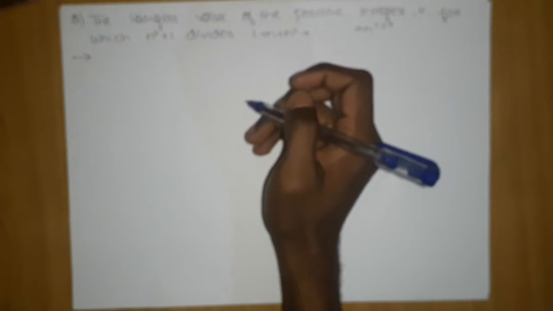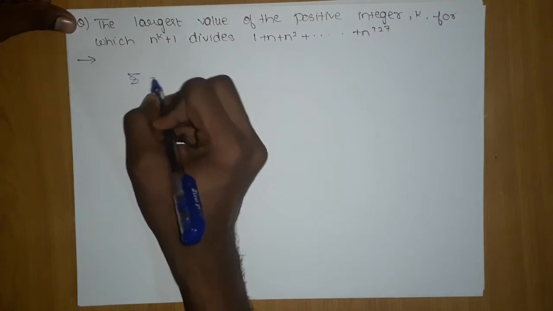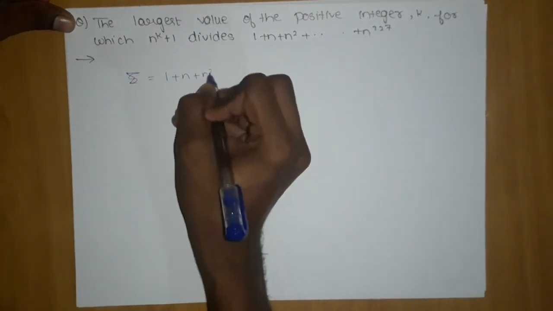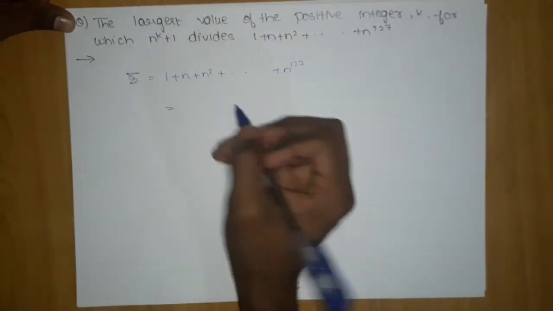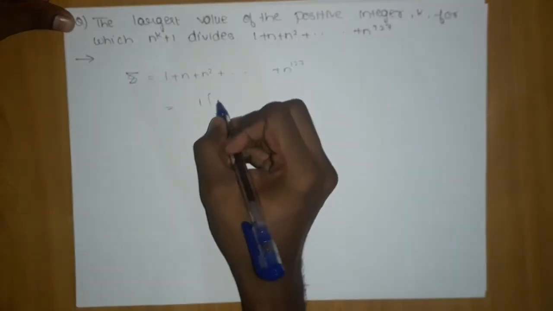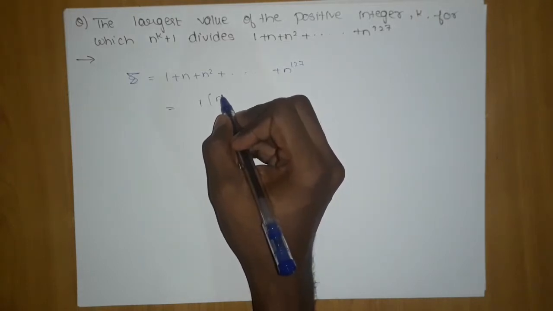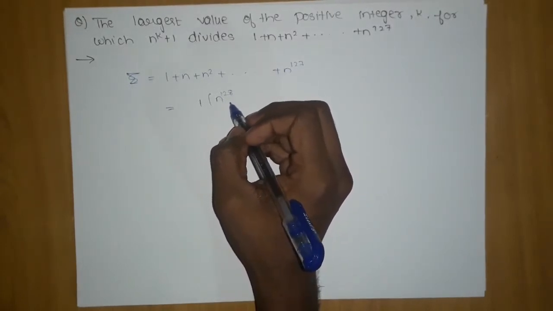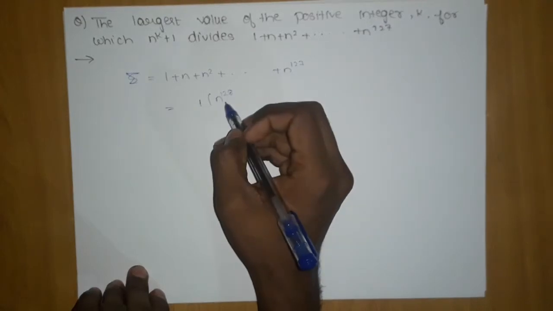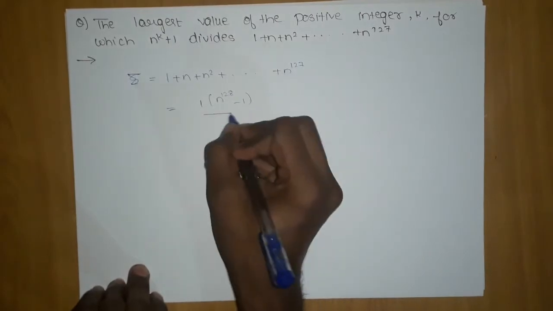So first, let's find the sum of this term, and then we will divide it by this. The sum of 1 plus n square and so on till n power 127: the first term is 1, r is n, and n power is 128, because this is the 127th term and this is one term. So it is n power 128 minus 1 upon n minus 1.